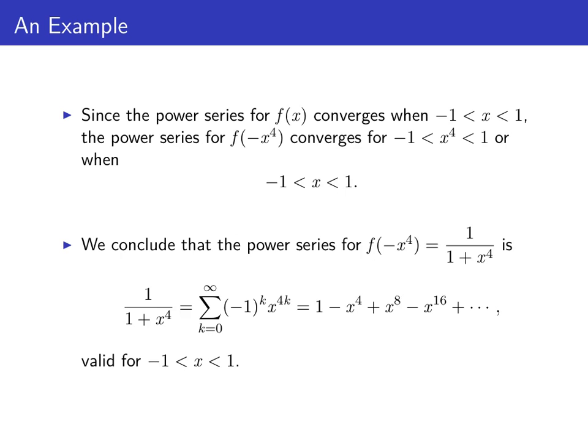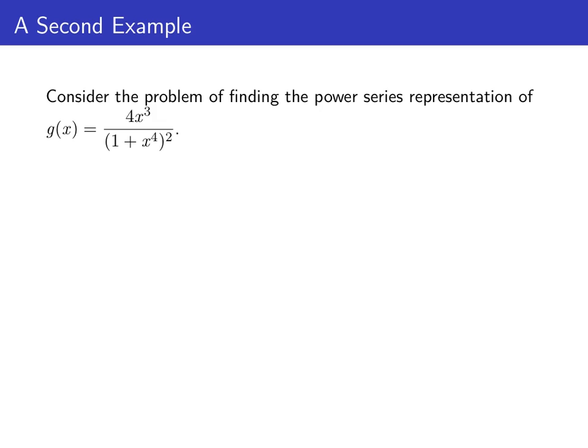In the end, then, we see that the power series for f of the opposite of x to the fourth, which is 1 over 1 plus x to the fourth, is the sum k goes from 0 to infinity of -1 to the k, x to the 4k, which is 1 minus x to the fourth plus x to the eighth minus x to the 12th, and so on. And this power series representation is valid for all x's between -1 and 1. So we found a power series representation for a new function using a power series representation that we already knew. Let's look at a second example.